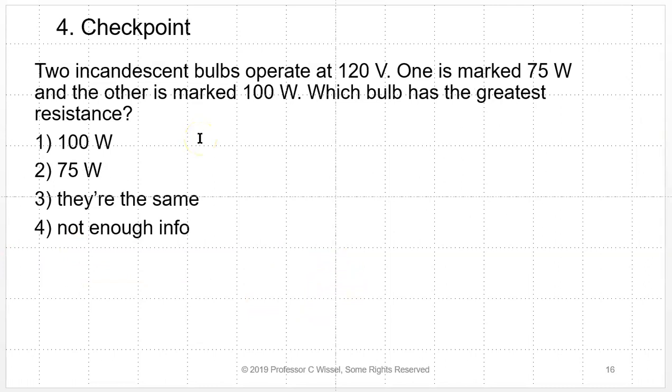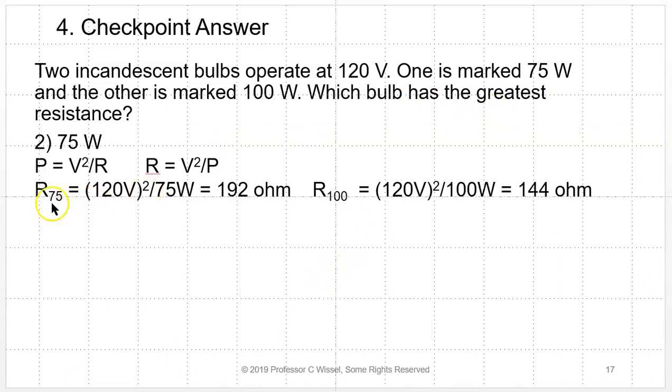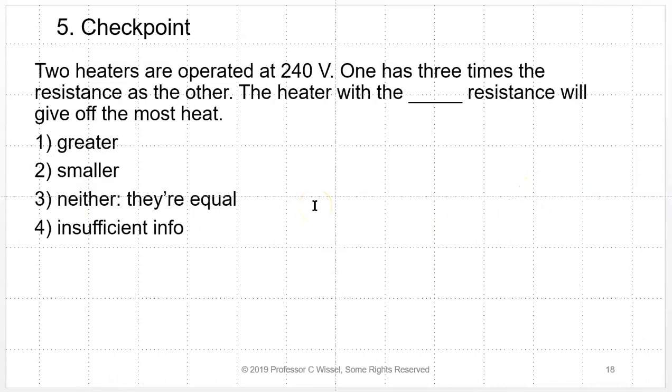Two incandescent bulbs operate at 120 volts. One is marked 75 watts, the other is marked 100 watts. Which bulb has the greatest resistance? It'll be the 75-watt bulb. Power equals V squared over R, so R equals V squared over P. You plug the numbers in. The 75-watt bulb has 192 ohms resistance. The 100-watt bulb has 144 ohms resistance. So definitely the 75.